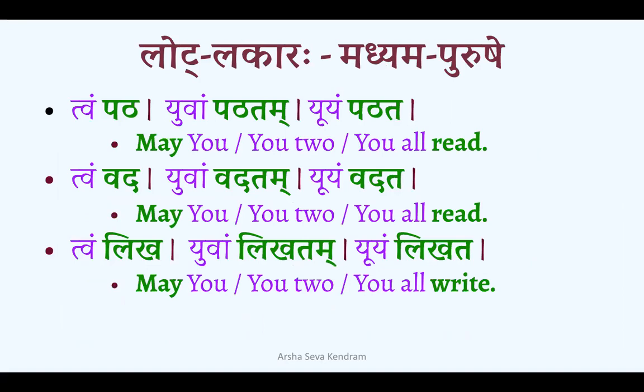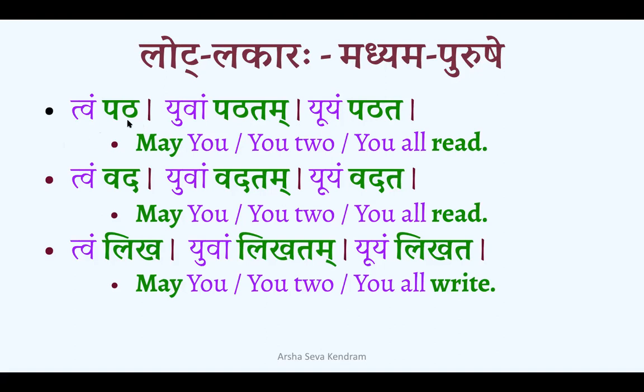Astu. Then let us look at Madhyama Purusha. This may answer Rohini Mahodaya's question and Viraj Mahodaya's question. So Madhyama Purusha is Tvam, Yuvam, Yuyam. You, we are talking about you. You, you two, you all. So the low Lakara form will be Patha, Pathatam, Pathata.